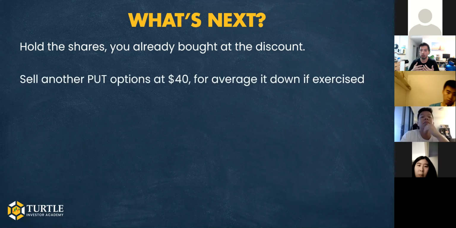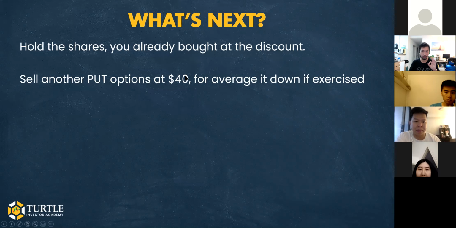But of course, there's a second thing you can do for this Jinko Solar position: you can sell another put option at $40. The goal is to average down if we got exercised. Remember we bought at $50. If we do another contract at $40, your average price is 50 plus 40, divided by two, so roughly $45 for buying those shares. However, for this step, selling another put means you need to come up with another $4,000.